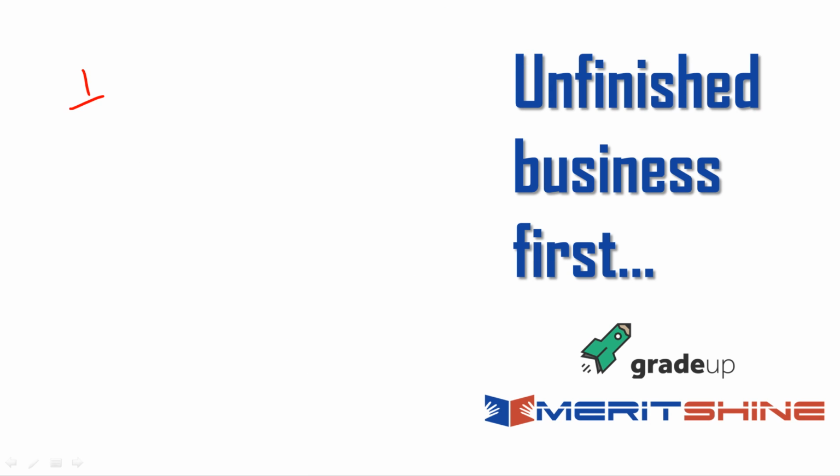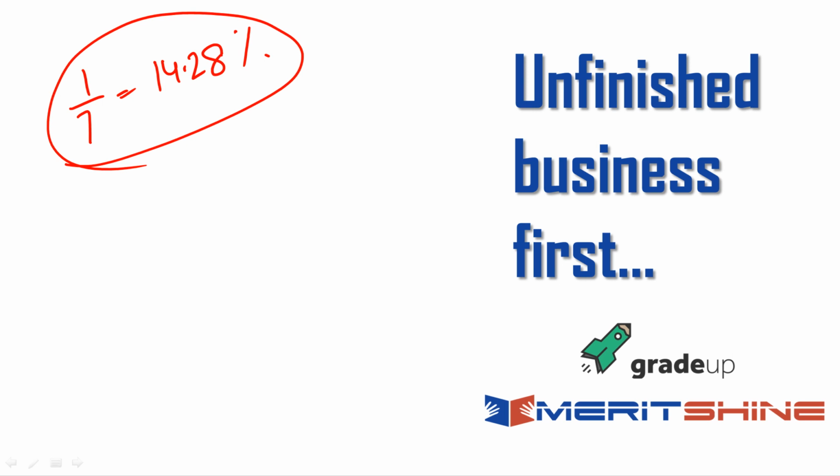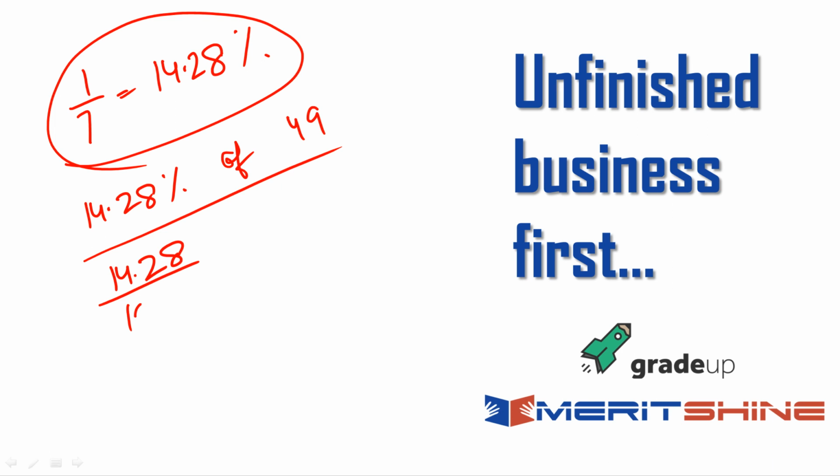For example, take 1 by 7. 1 by 7 is 14.28%. Last time also I told you. So if somebody says I have to calculate 14.28% of 49, look at this calculation. 14.28 upon 100 into 49. Looks very difficult to me. How do I do this? 1428 multiplied by 49. I cannot do it. I would not want to do it.